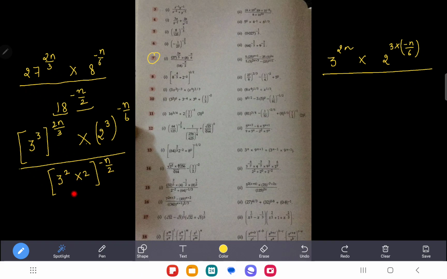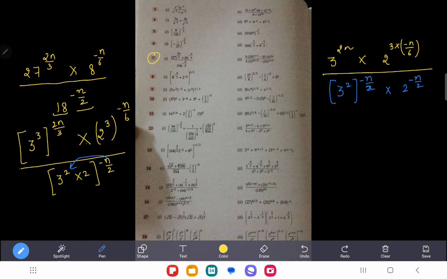Can you guess the denominator? What do you think the denominator should be according to you? It's going to be 3 times 2 to the power of minus n by 2. Good job. The full power gets transferred, times 2 raised to the power minus n by 2.